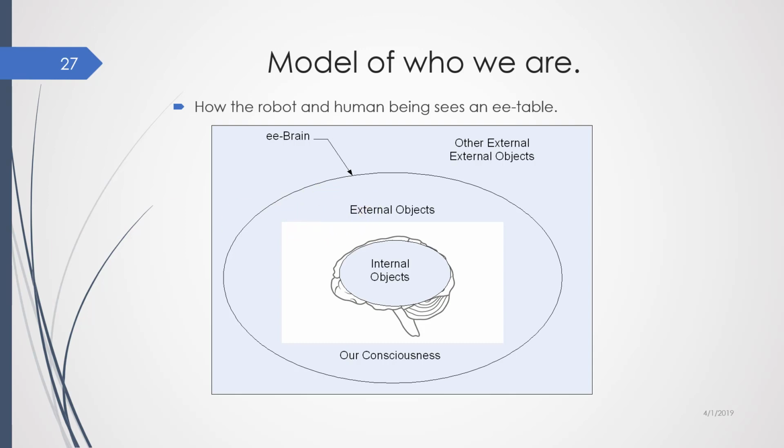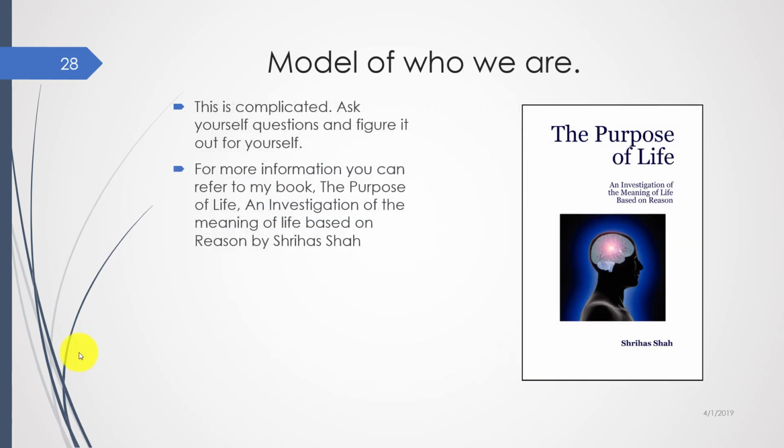So what are the internal objects in the diagram? These are the thoughts and emotions. So these are the internal objects, and these are the thoughts and emotions. Guys, this is a little complicated. Think about it and figure it out for yourself, and you will understand what I'm talking about.